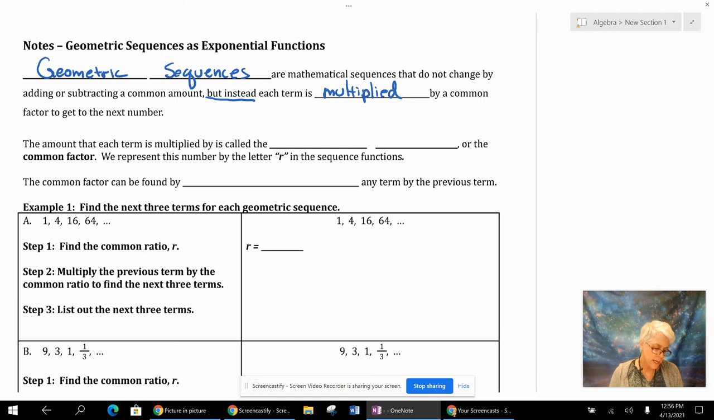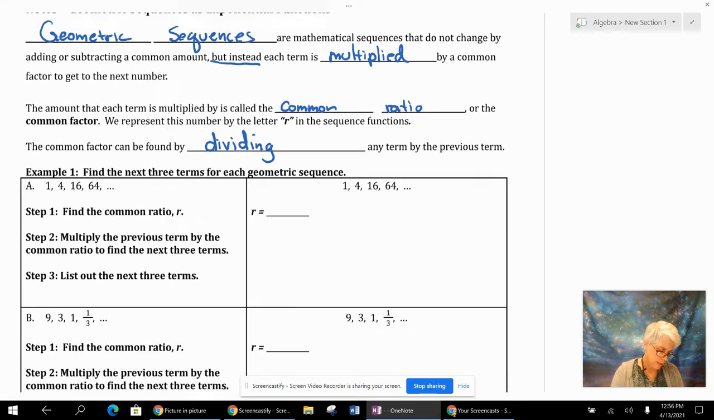The amount that each term is multiplied by is called the common ratio. When we did arithmetic sequences, we called it the common difference, and now we have the common ratio because we're multiplying. The common factor can be found by dividing any term by the previous term. Or if you're going the opposite direction, it's going to be multiplying. So again, multiplying, dividing, multiplying, dividing. Let's see what that looks like.